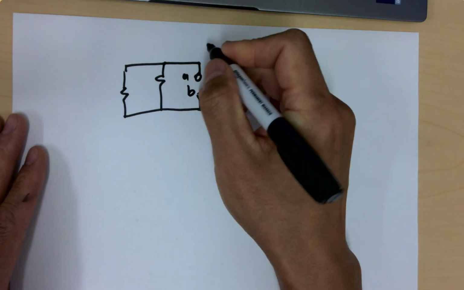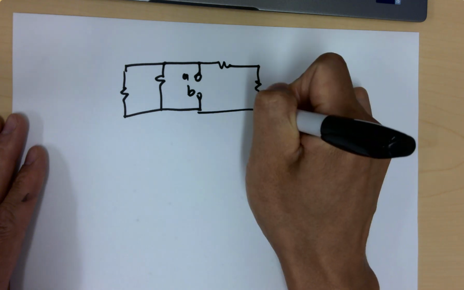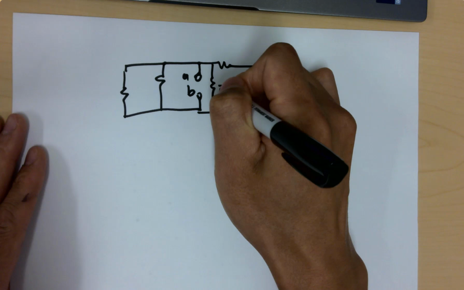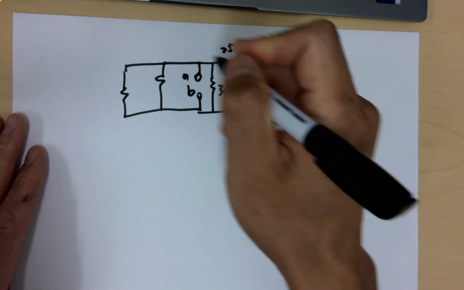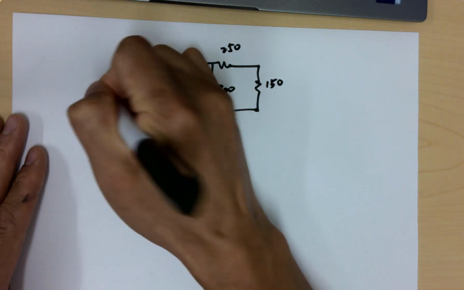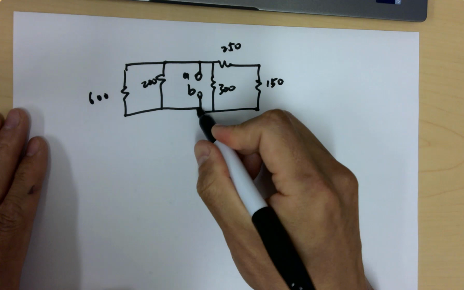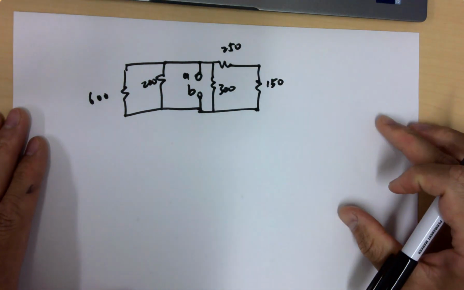A, B, this guy, here, 300, 250, 150, and 200, and 600, like that. So what's the resistance if you look from these two ports?